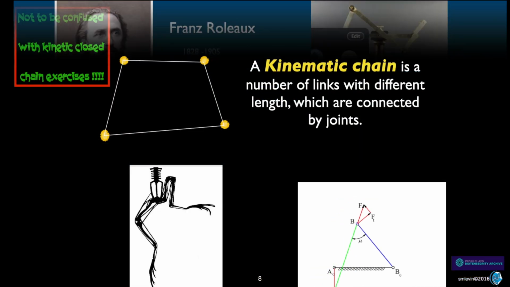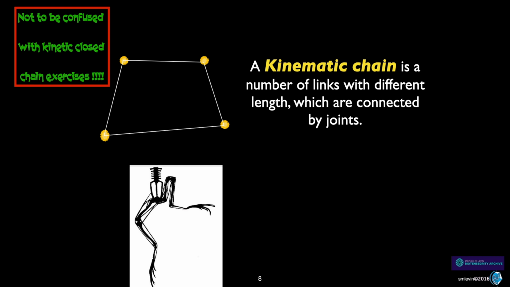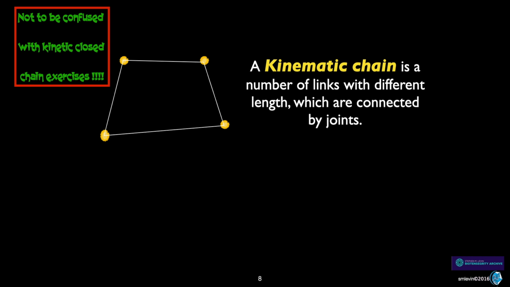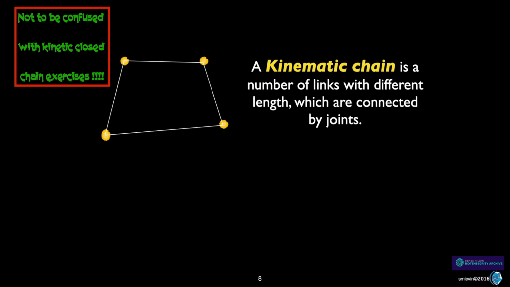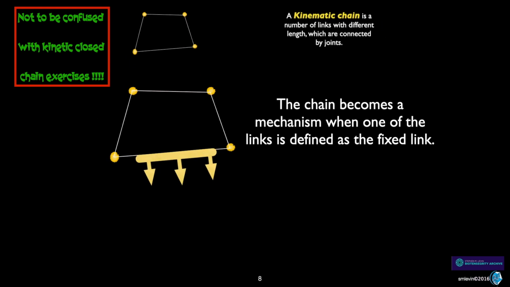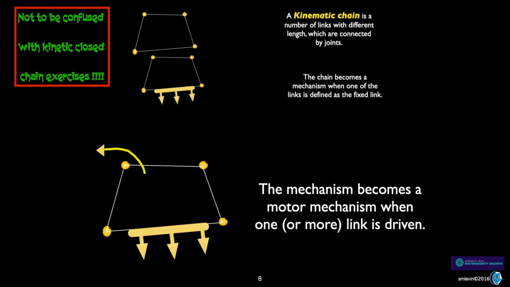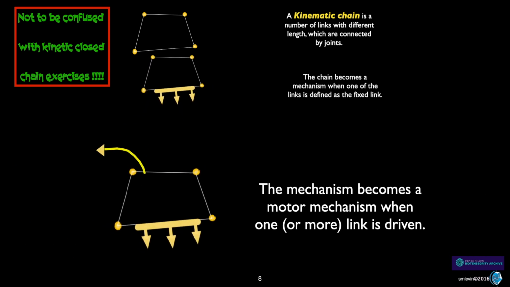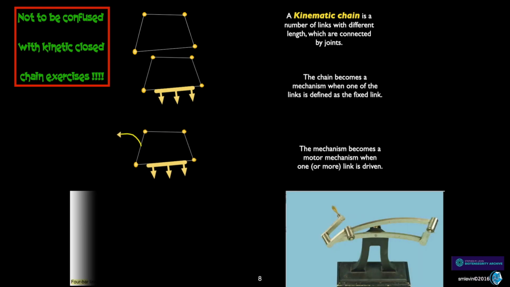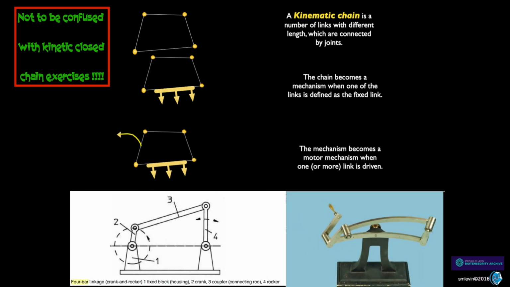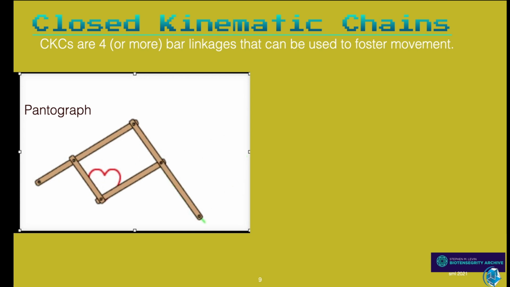Getting back to closed kinematic chain in Lombard's frogs. A closed kinematic chain is a number of links with a minimum of 4, which are connected by joints. The chain becomes a mechanism when one of the links is defined as the fixed link. The mechanism becomes a motor mechanism when one or more links is driven. As an example of how this works, we'll use the pantograph.